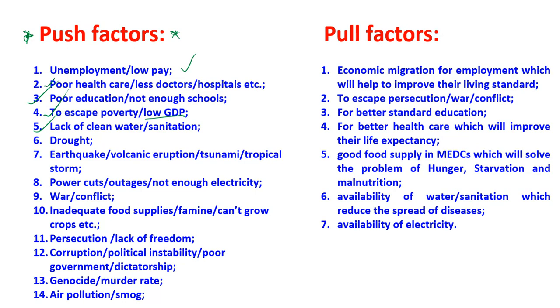Next is lack of clean water and sanitation. We have drought, which is total dryness of an area. Also natural disasters such as earthquakes, volcanoes, tsunamis, tropical storms. Another reason is not enough electricity can make people leave. War and conflict, inadequate food supplies, persecution, lack of freedom, corruption, political instability, and poor government, genocide, murder rate, air pollution, and smog are all push factors.